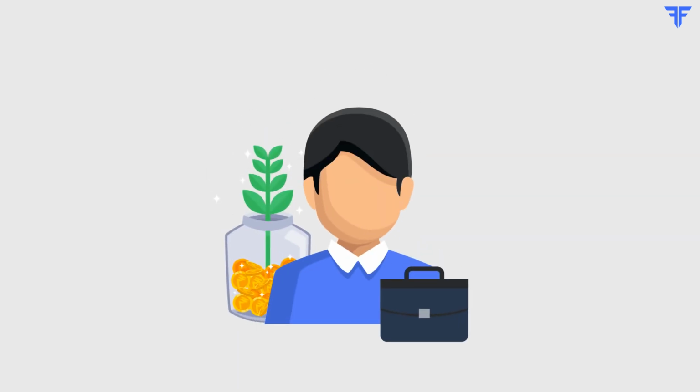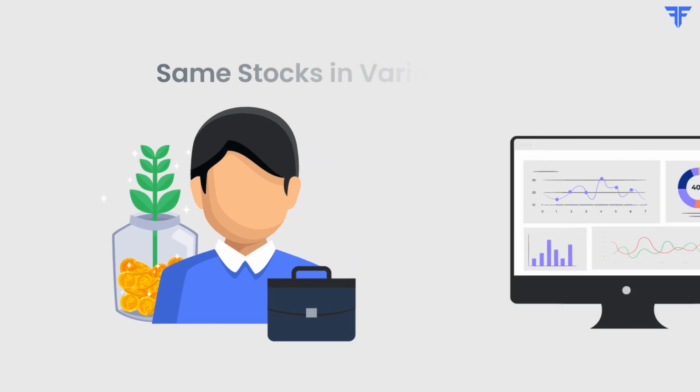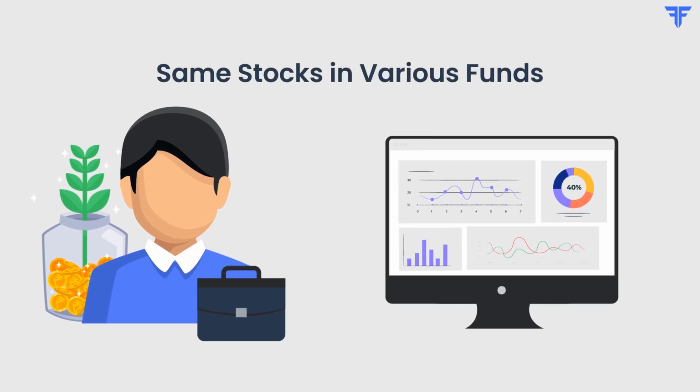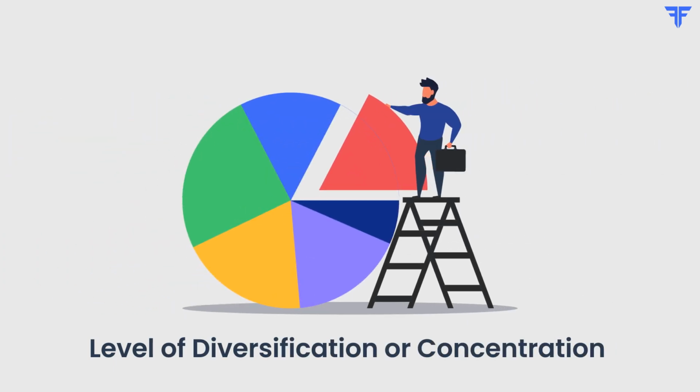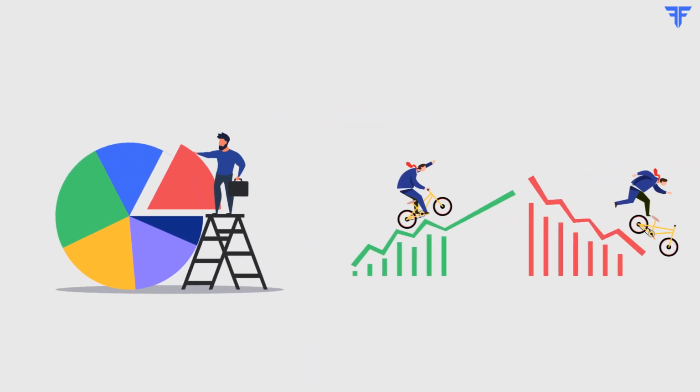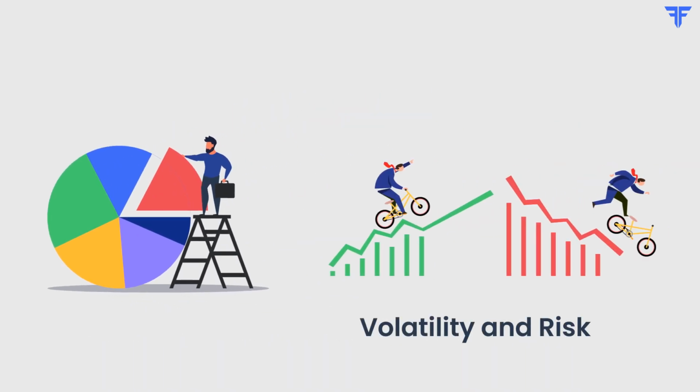Investors can also see how their portfolio is exposed to the same stock in various funds. It shows the level of diversification or concentration of one's portfolio. Proper diversification brings reduced volatility and risk than an over or under allocated portfolio.